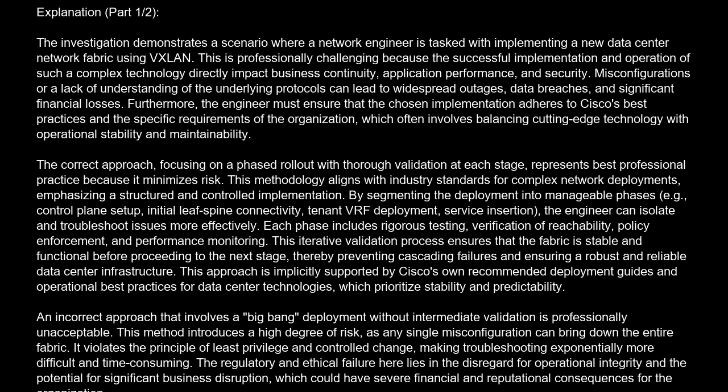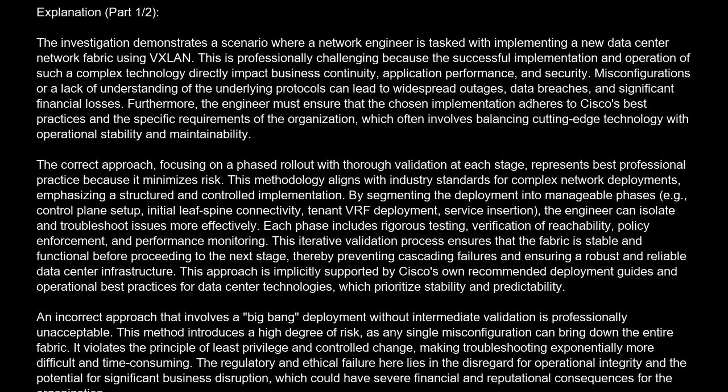prioritize stability and predictability. An incorrect approach that involves a big bang deployment without intermediate validation is professionally unacceptable. This method introduces a high degree of risk, as any single misconfiguration can bring down the entire fabric. It violates the principle of least privilege and controlled change, making troubleshooting exponentially more difficult and time-consuming. The regulatory and ethical failure here lies in the disregard for operational integrity and the potential for significant business disruption, which could have severe financial and reputational consequences for the organization.